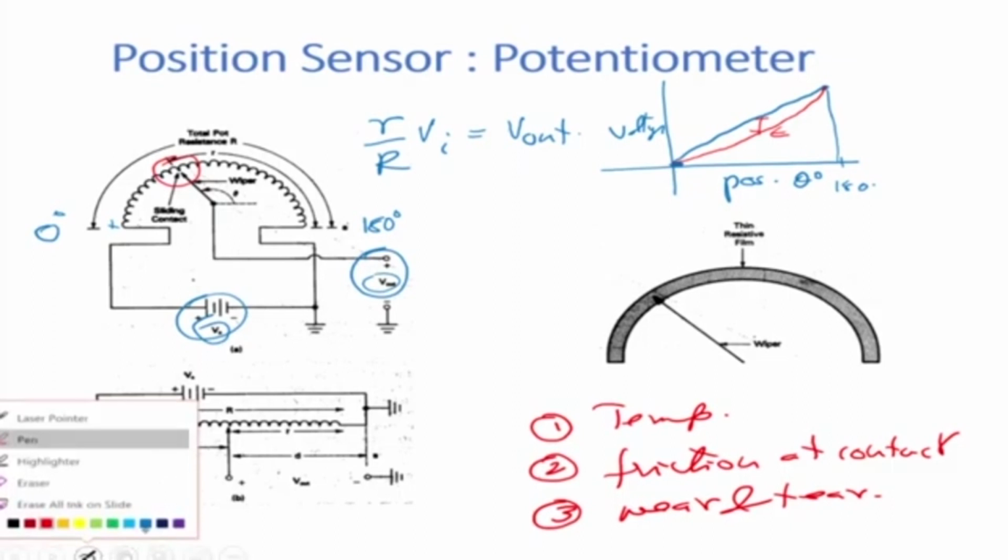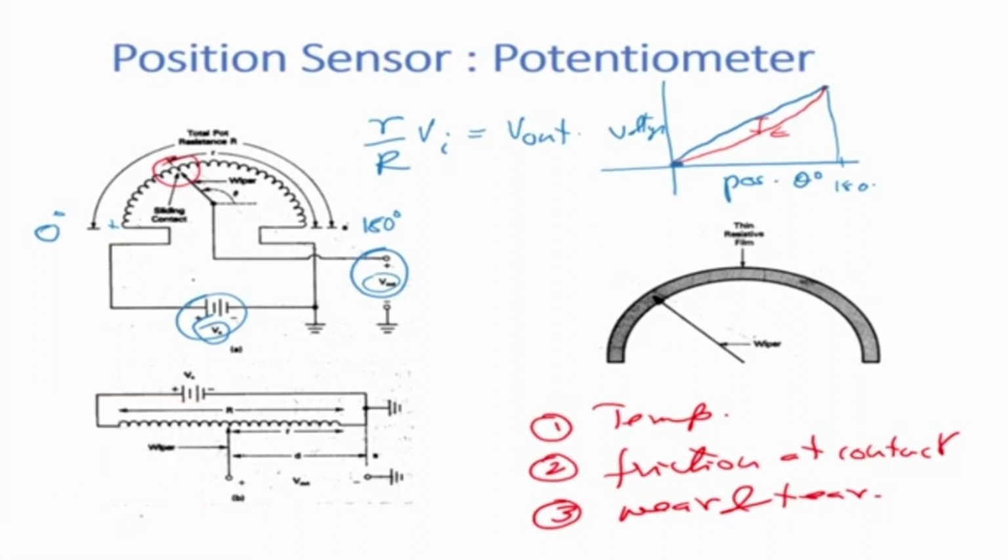Now the potentiometer is very simple. It is used extensively by students to do experiments to measure position. It is very cheap, about 150 rupees. But it is not used in industrial applications because of these problems. After some time it will wear off, and it is not very accurate.